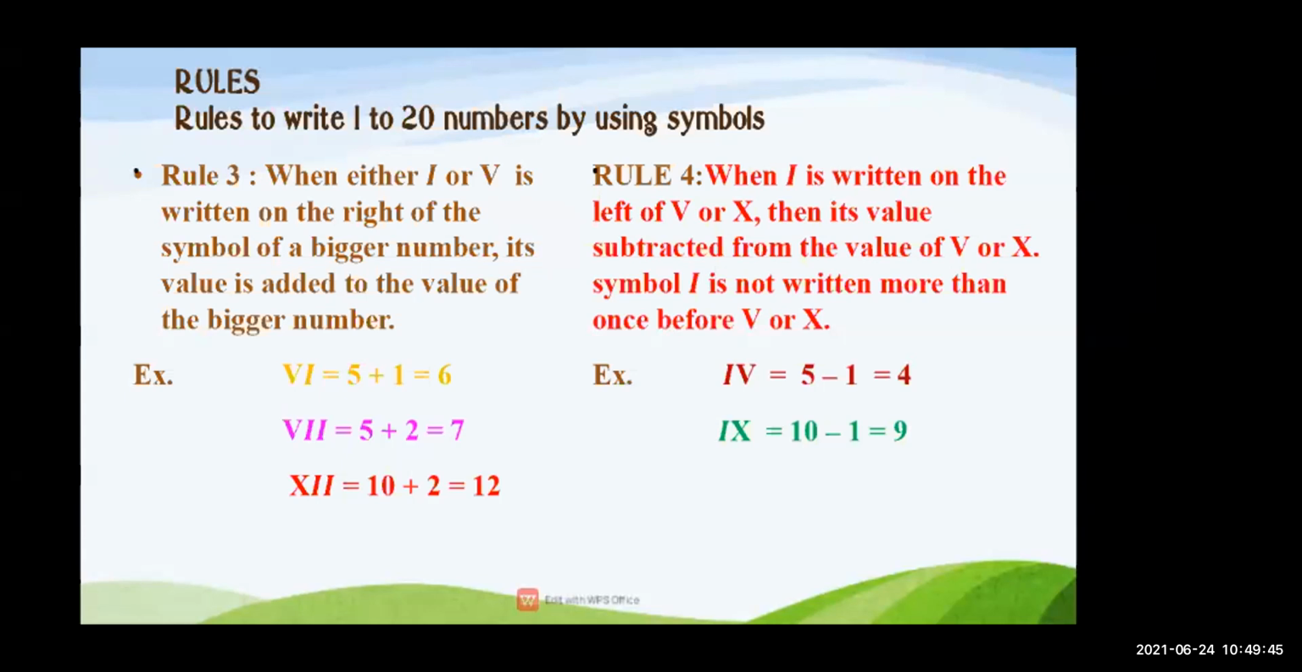Third rule, what have we learned? In the third rule, we have to remember that if a bigger number is there and I is written on the right side, then we have to add. If I is on the left side of V and X, then we have to subtract it.